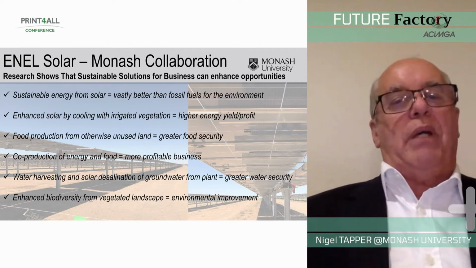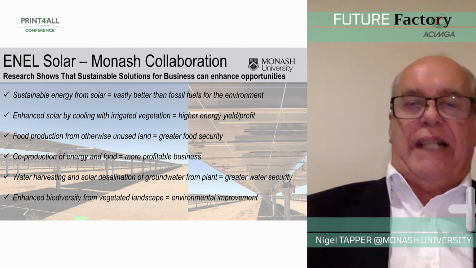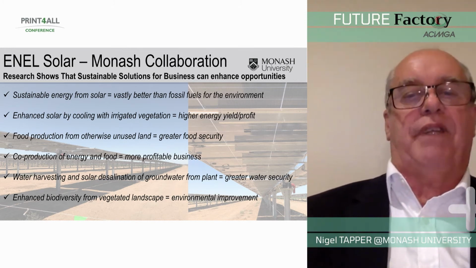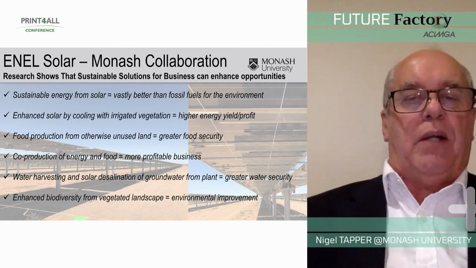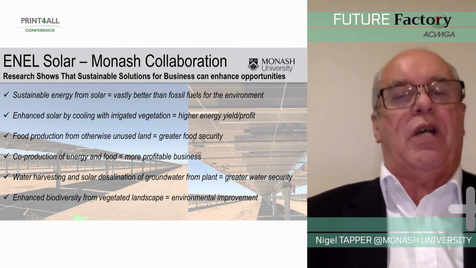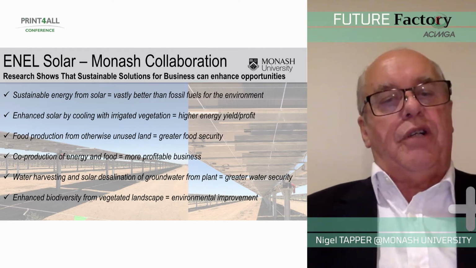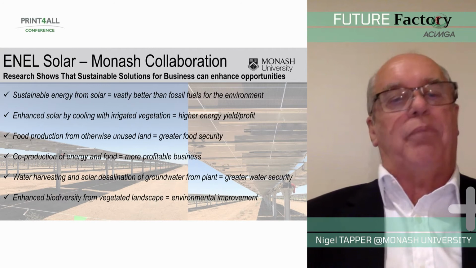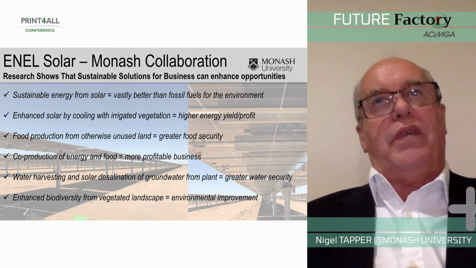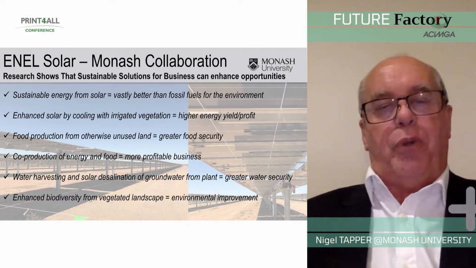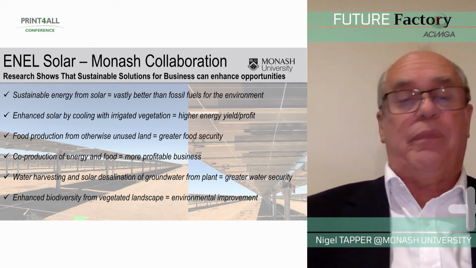What we've been doing is working with Enel to find ways of improving sustainability, but at the same time improving energy yields and profit for the company in Australia. And we're doing this by looking at introducing vegetation beneath the panels that provides cooling, particularly when that vegetation is irrigated, because solar panels produce more energy when they're cooler. And in addition, of course, we have the opportunity to develop food production from otherwise unused land with greater food security. And of course, for the company, the co-production of energy and food and fuel and crops on the one piece of land means a more profitable business.